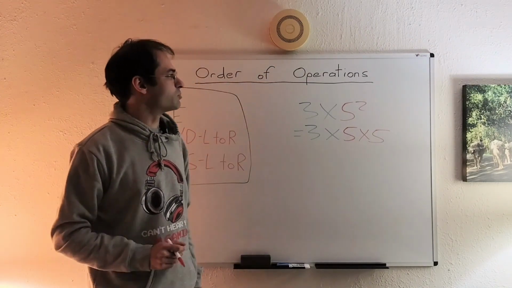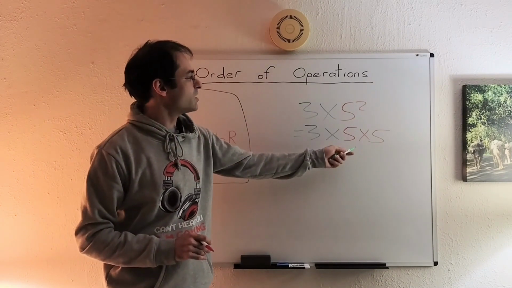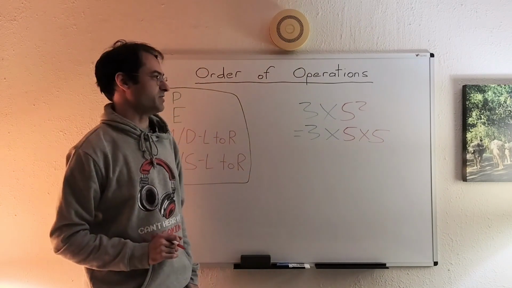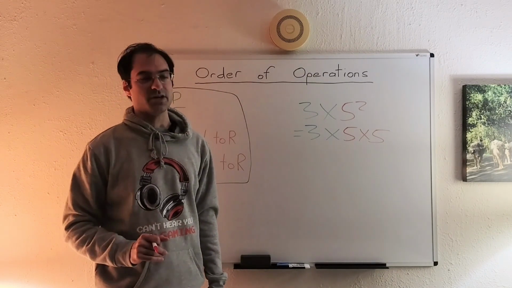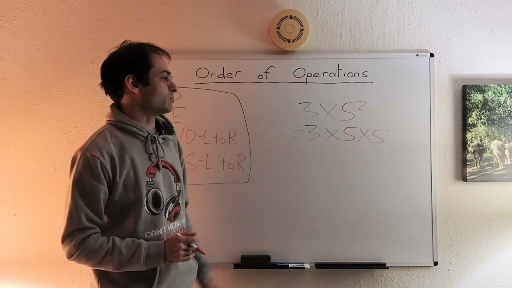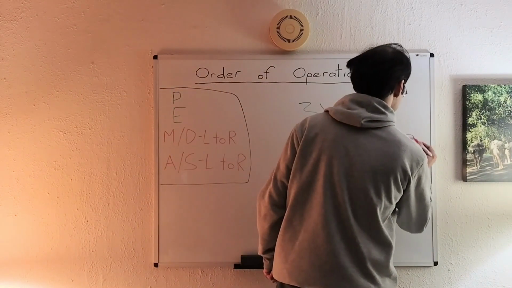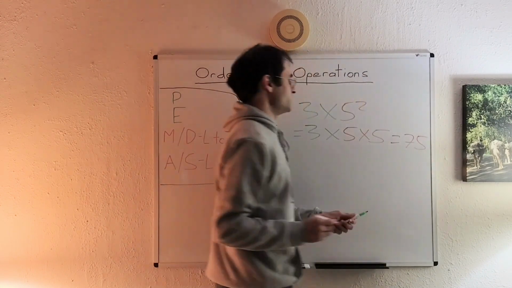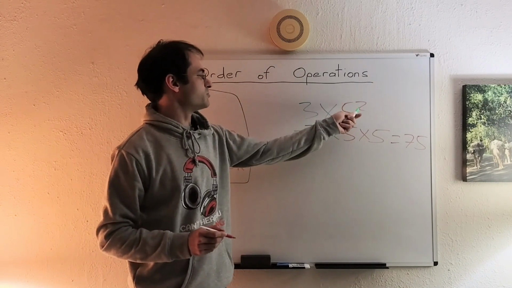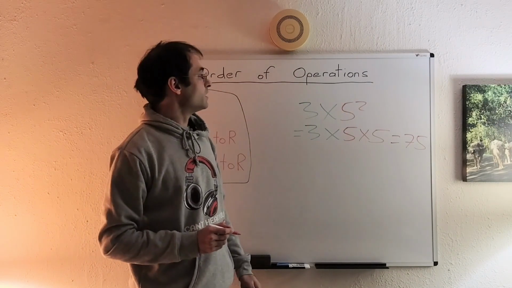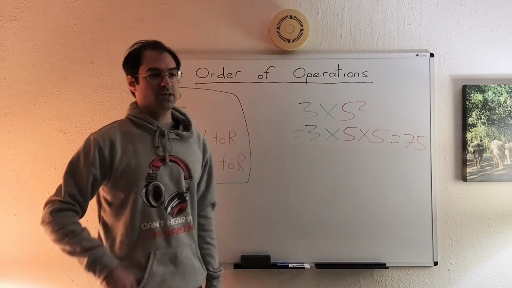So these two expressions are equivalent because even though we don't know yet that we're supposed to do the exponents first, we haven't evaluated what the 5 times 5 is. So now that we've written it all in terms of multiplication, the order does not matter. So we can just multiply in any order we want, and you'll get 75. So the only way we're going to get 75 from this expression is if we do the 5 squared first and then multiply it by 3. So that's why we do exponents before multiplication and division.